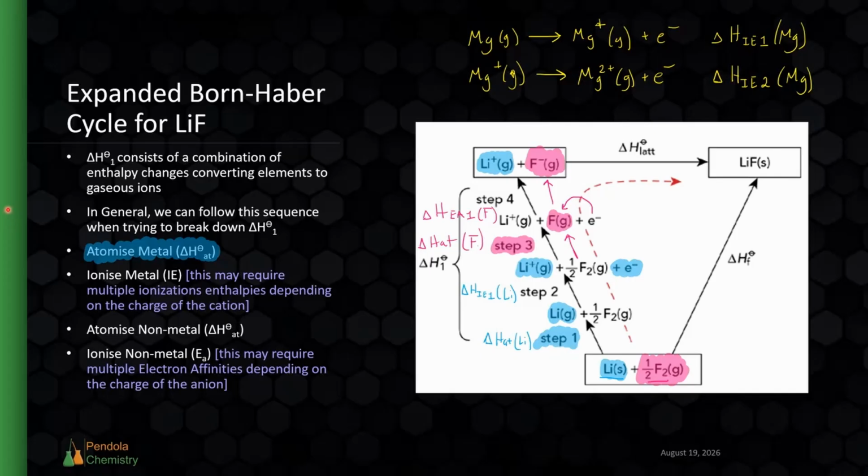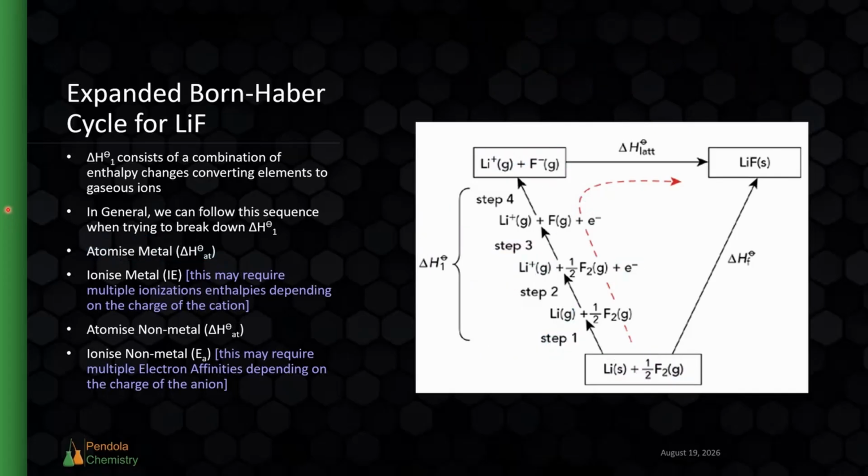So that's the general steps, the general sequence that we see here. We're going to first atomize the metal, then use the ionization energy to ionize it into a cation of proper charge, however many electron ionization energies that takes. We're then going to atomize the nonmetal and then use the electron affinity of the nonmetal to turn it into the appropriately charged anion.